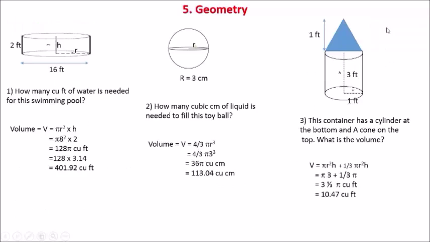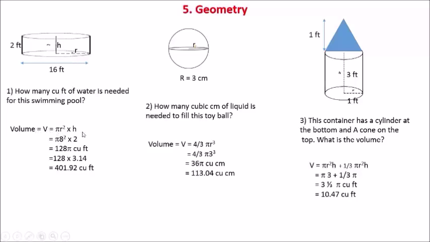So now let's do a few example problems. So let's say that this is a swimming pool. How many cubic feet of water is needed for the swimming pool, okay? So the radius of the swimming pool here is R, but the whole diameter is given as 16 feet, okay? Then the height of the swimming pool is 2 feet, okay? So if this diameter is 16 feet, then what is the radius? You need to know that the radius is exactly half the diameter, right? So the diameter is 16 feet, the radius is exactly 8 feet.